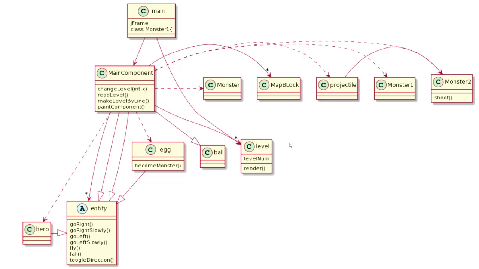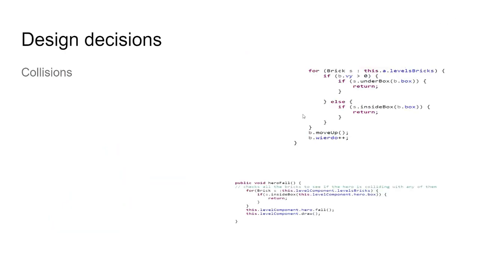And at the back, I have some action listeners that listen to key presses, and when those key presses happen, or if there's an automatic thing, it will call functions from these classes and will act according to it. So here are some of my design decisions.